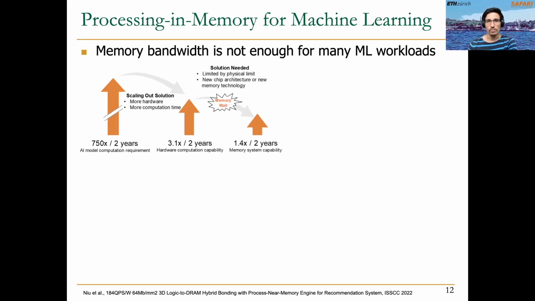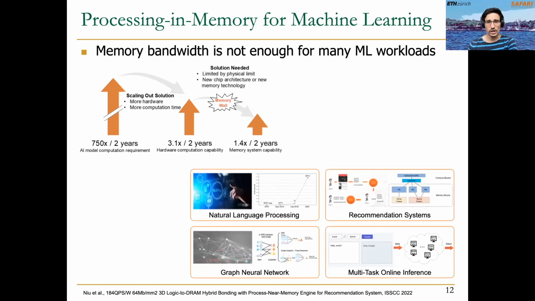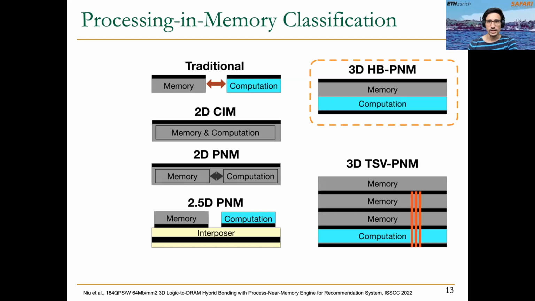Indeed, memory bandwidth is not enough for many machine learning workloads, and in the paper, they point to several important applications like natural language processing, recommendation systems, graph neural networks, or multitask online inference. The paper also presents an interesting processing in memory classification that reminds me of the classification that we have in our book chapter, which we have mentioned several times in this course and discussed in some detail in the very first lecture of this course.